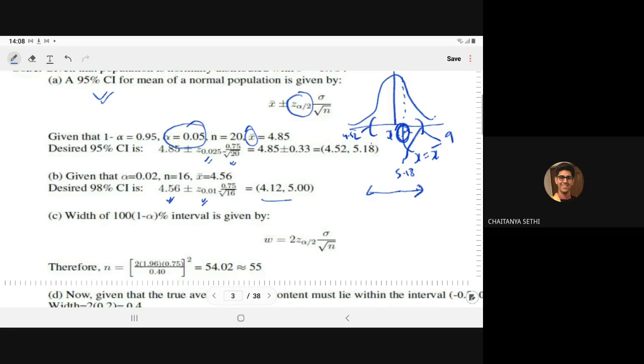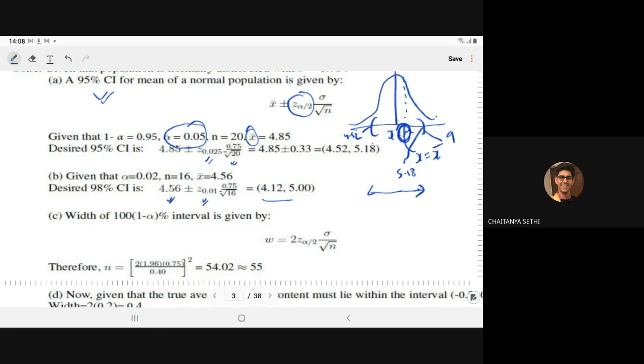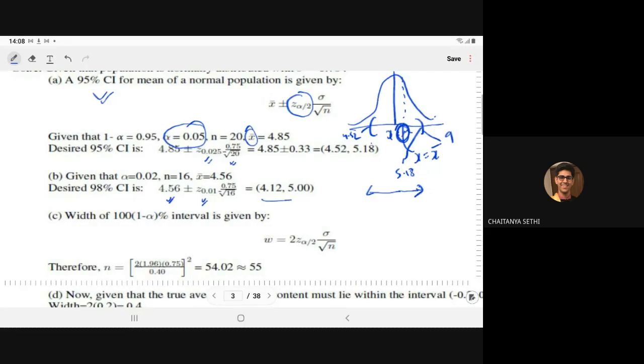So the width of the 100 into 1 minus alpha percent interval, that is 95%, is given by W equal to twice z alpha by 2 sigma upon root n, because here we take this plus minus of the sample mean, so that will give the total width. Twice of this will give the total width. This gives the one-sided length, so multiplying by 2 gives the total width.